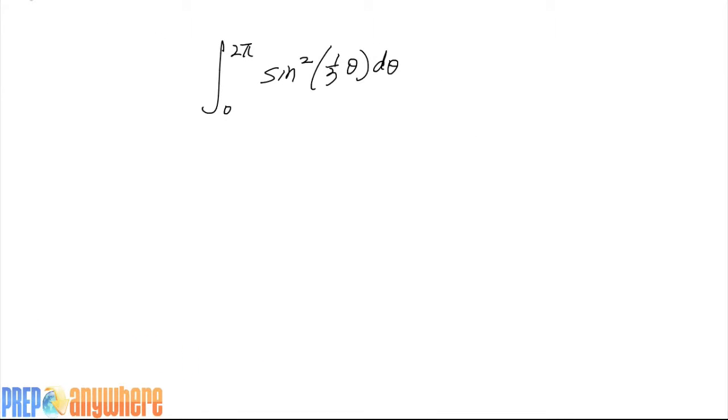Okay, so let's first turn that 1 over 3 theta. So 1 over 3 theta equal to u. Okay, so we get a third of d theta is equal to du. So you can replace the d theta with 3 du.